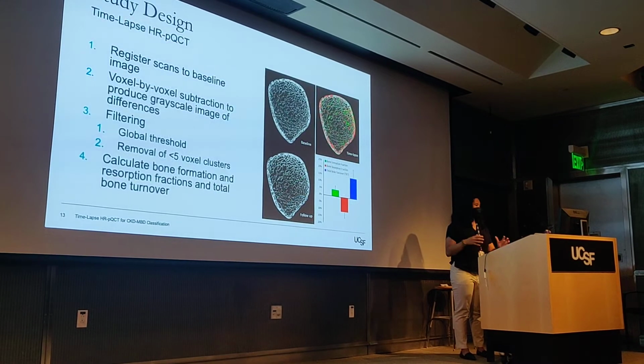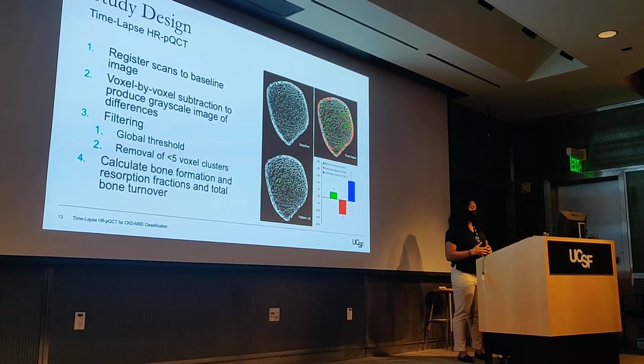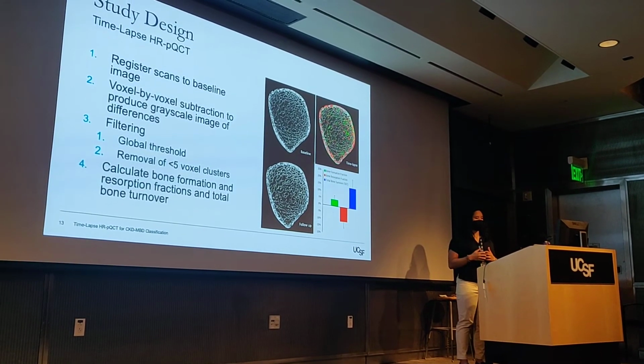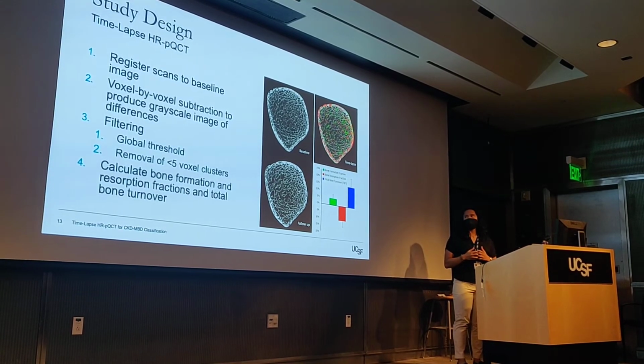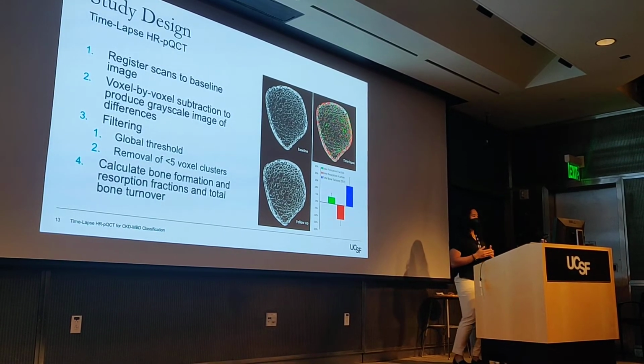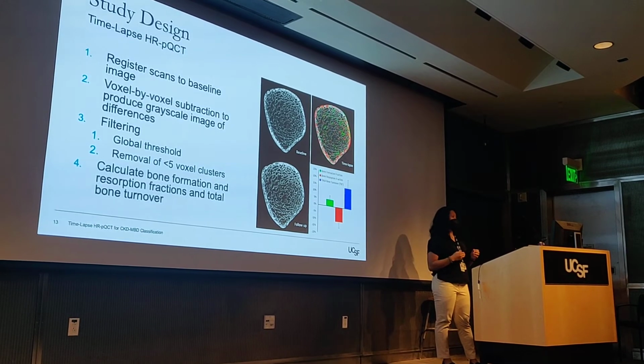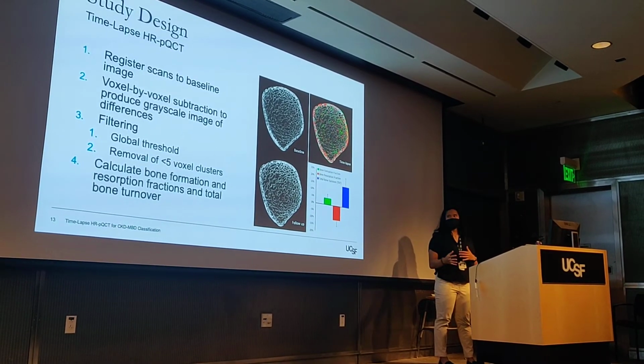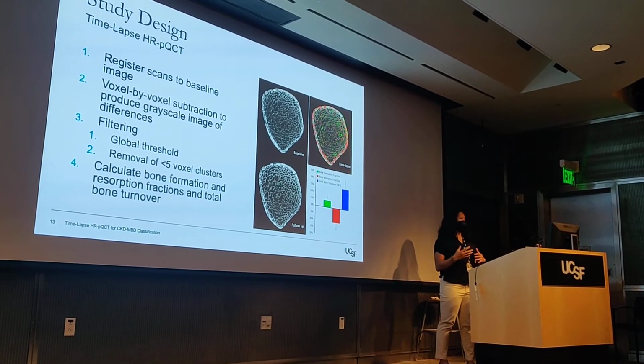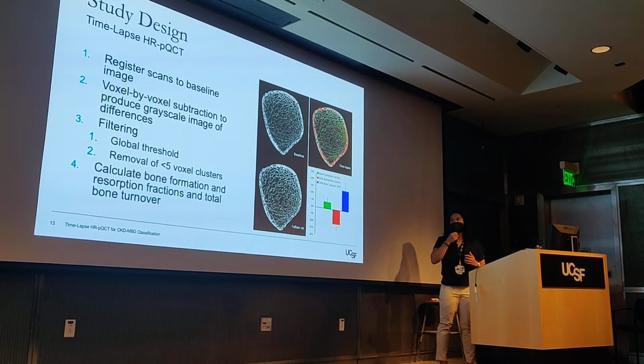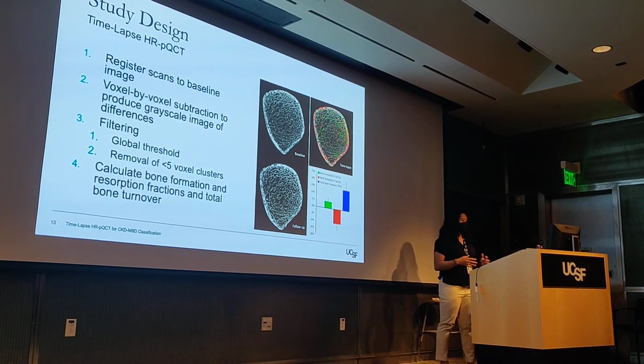The steps to actually perform that are as follows. We're registering all those scans to the baseline image. We're then doing a voxel by voxel subtraction to find the differences. We filter the image to get rid of any noise. And then lastly, we're calculating some time-lapse parameters.